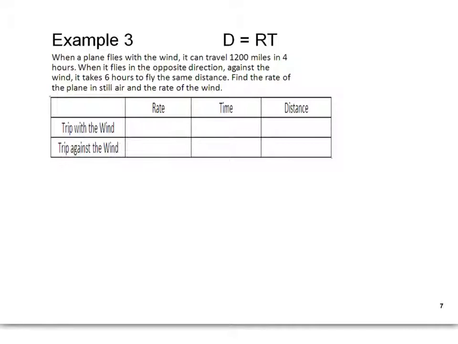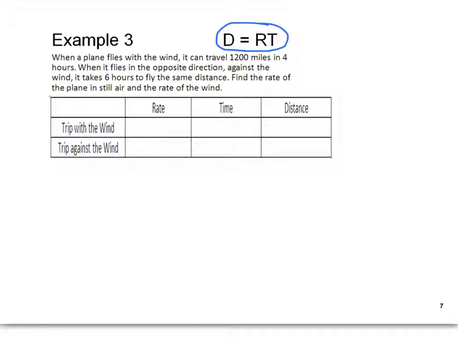Another kind of problem that comes up a lot is you've got a plane that is flying with the wind. It can travel 1,200 miles in 4 hours, and then when it flies in the opposite direction against the wind, it takes 6 hours to fly the same distance. So find the rate of the plane in still air and the rate of the wind by itself. We've got a chart to help us here, and also this idea that distance equals rate times time.